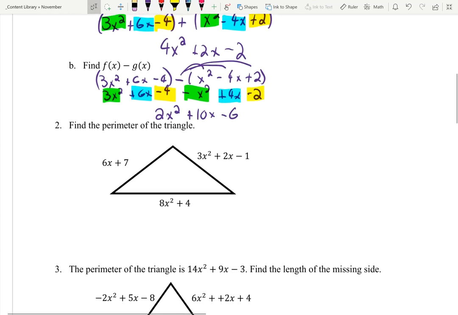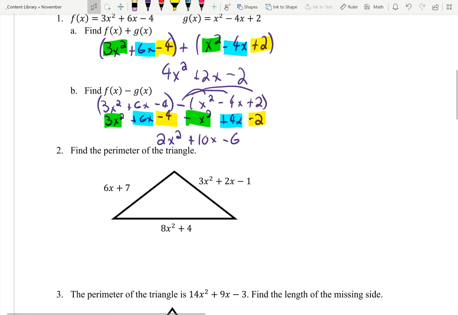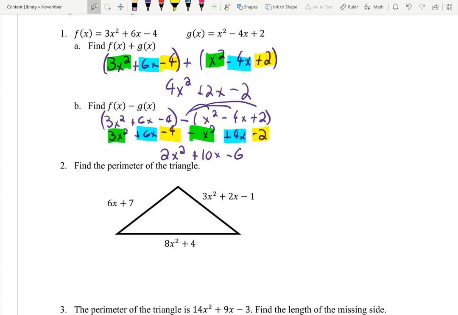All right, now number 2, find the perimeter of the triangle. So perimeter of the triangle is essentially the same thing as part A of question 1, which is that perimeter is just adding up all the sides. In this case, we have a triangle, right? So we're adding up all 3 sides. So this side plus this side plus this side, right?